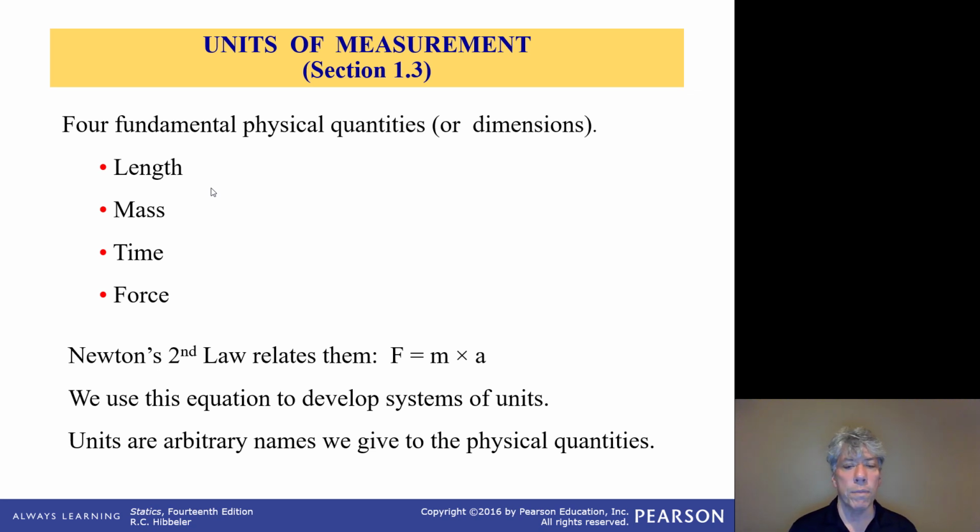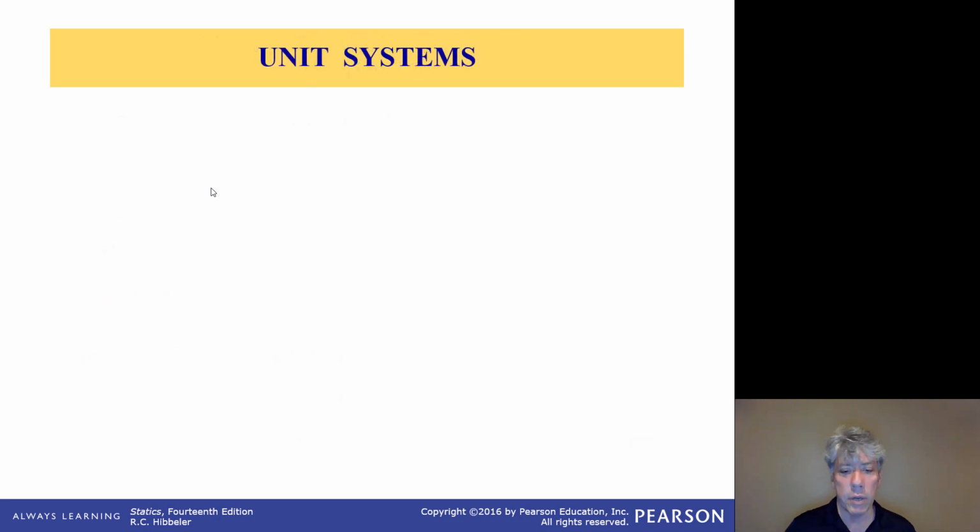And so force, mass, length, and time are all related to one another by Newton's second law. We will use this equation in order to develop a system of units. And units are just arbitrary names we give to physical quantities. That's all they really are. They're arbitrary amounts. We can make them whatever we want them to be. And of course, it's helpful if we all agree on how much a physical quantity is, a unit is of something, so that we can be reasonable in our dealings with these things.